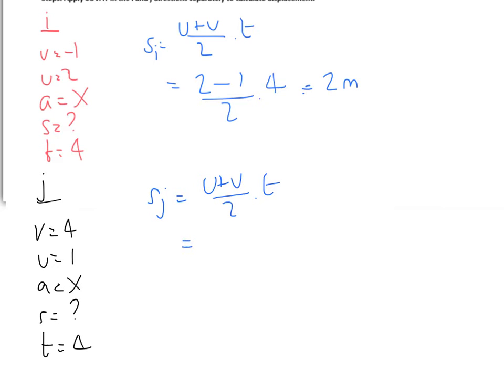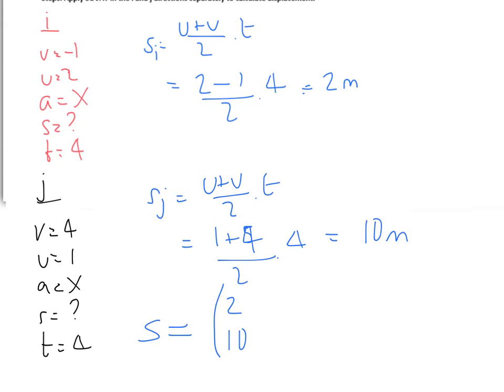let's put in our numbers, so U is 1 plus 4, sorry, I was getting ahead of myself, 5 over 2 times by 4, which is 10 meters. So in terms of overall, you would express S as this, so it's 2 on the top line and 10 on the bottom line, like this. Okay, so let's have a look at that now, as usual.